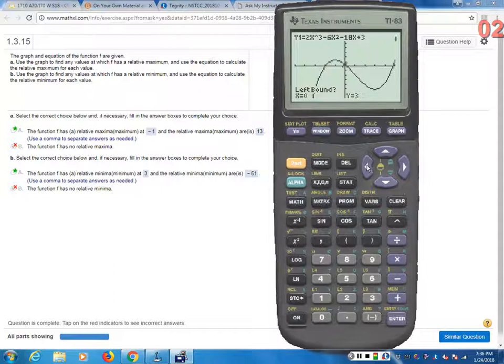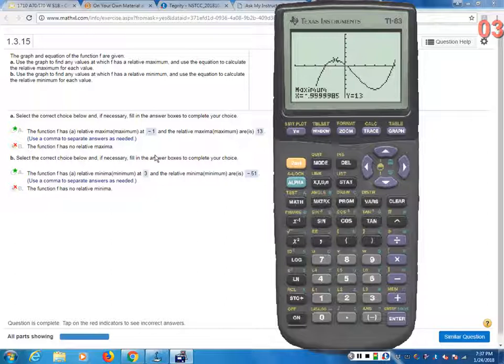We need a left bound, so we go to the left of that bump, and I hit enter. Then it asks for a right bound. We go to the right of it, and hit enter. And then it says guess. We can guess that it's -1, or we could just hit enter. It probably is -1. Oh, it put it in there for me.